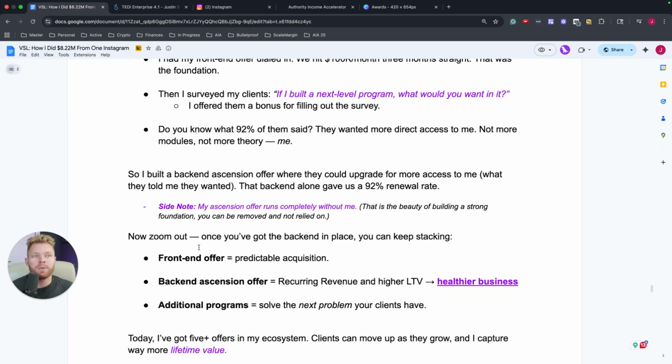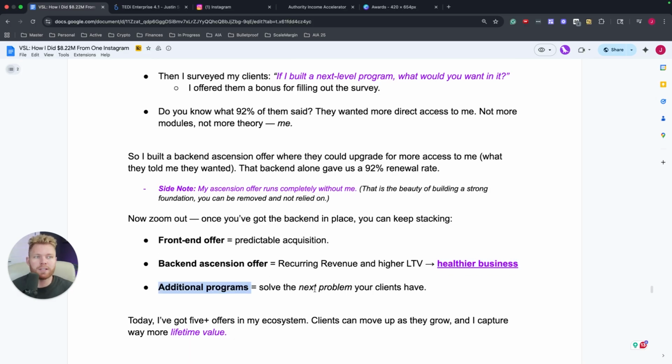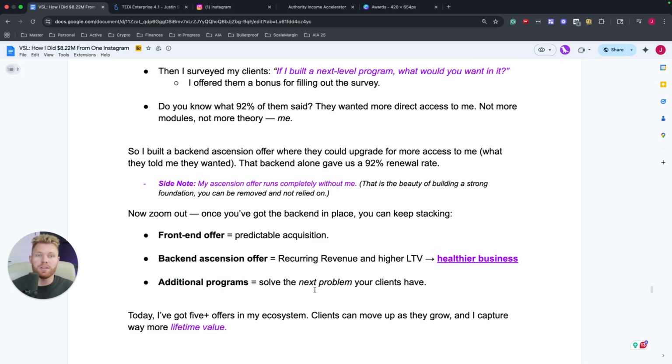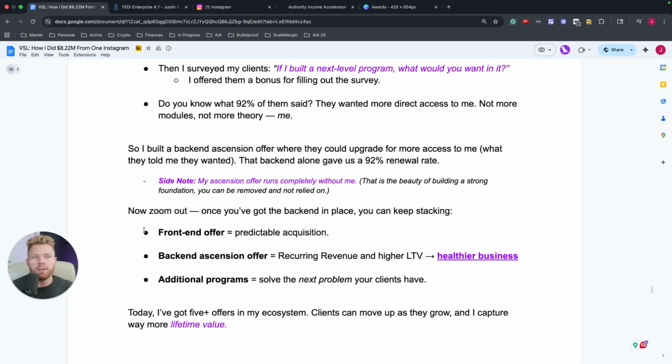Now, when you zoom out, once you get the back end in play, you can keep stacking. You've got your front end offer, that is predictable client acquisition. You've got your back end ascension offer, which is reoccurring revenue and a higher LTV, which ultimately leads to the one thing we all want in life and business: less stress, which is a healthier business model. And then you have additional programs to solve the next problems that your clients have. Again, every business is different, every business is more unique, but you want to start with this, going into this, and then going into this.